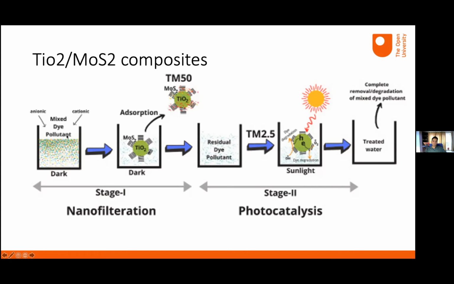So we mix the anionic and cationic dye pollutants, and use MoS2 TiO2 in a dark mode for absorption, reducing them to the residual dye pollutant that is more of organics, and then use our 2.5% MoS2 TiO2 ratio to degrade the dye. And we can see complete degradation of this system, how it is.